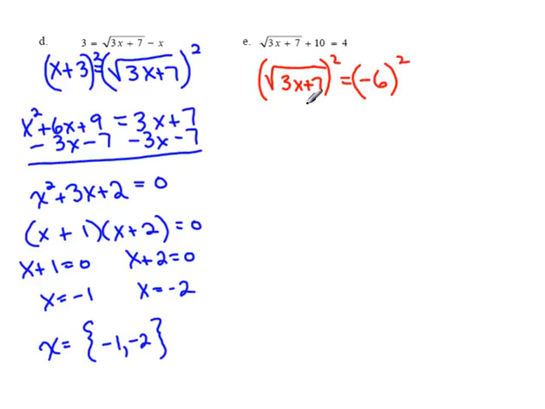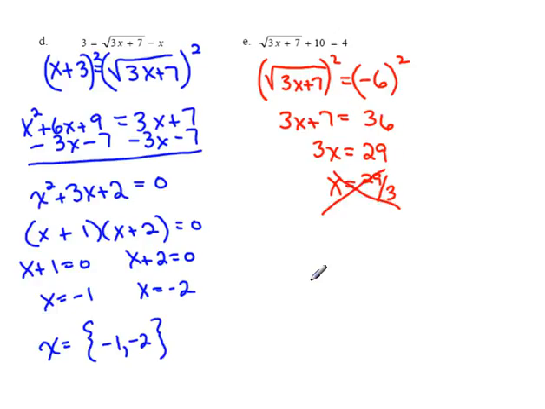The square root squared is 3x plus 7. Negative 6 squared is 36. Solve this, so I'm going to subtract 7, divide by 3, and my possible answer is 29 thirds. When you plug it back in, 3 times 29 thirds is 29, plus 7 is 36, square root of 36 is 6, plus 10 is 16, not 4. So this answer does not work, and again, since there isn't another answer to choose from, it is no solution.